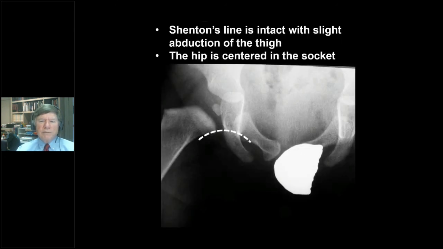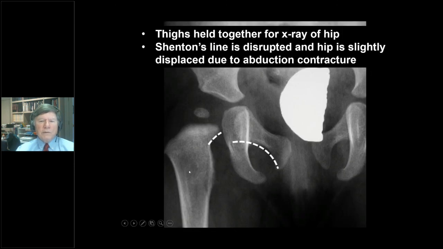Here's an example of an infant with an abduction contracture, and you can see that Shenton's line is intact. Here, the hip is in the socket, and it's nicely centered with the hip spread apart. But when the hip is brought to the midline, you can see that there's a slight subluxation. It moves out of the socket a little bit, and this Shenton line is broken. So that's due to an abduction contracture.